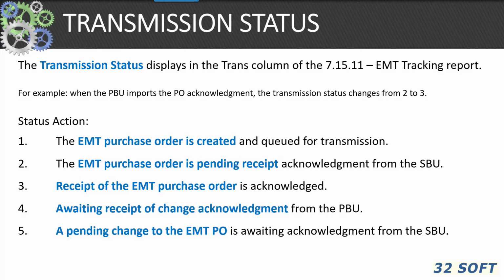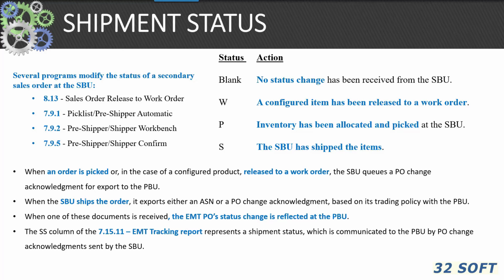So the action statuses that you can see in that 7.15.11 are when the purchase order is created, if the purchase order is pending receipt, the receipt of the purchase order acknowledged, whether it's awaiting a change acknowledgement from the primary business unit, or if a pending change to an EMT PO is waiting at the SBU.